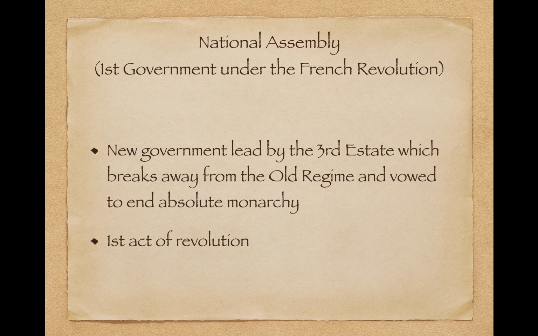And remember what an absolute monarch is. It's when a king or queen basically does whatever he or she wants to do, and no one can do anything about it. And really, everyone, we have to understand that this is really the first act of revolution, when they break away from the old regime and they start a brand new government.